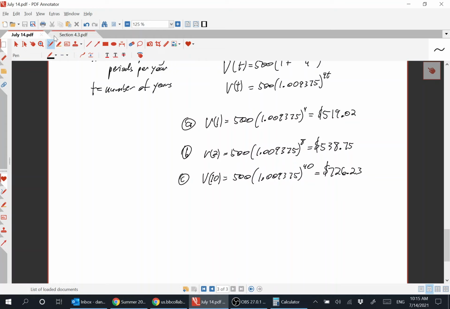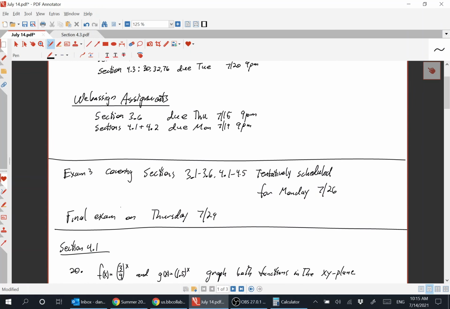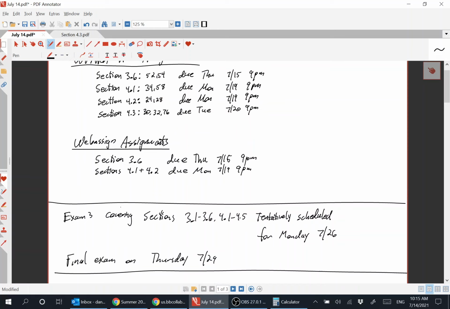Other places, other types of problems with exponential expressions. Let's go on to section 4.2. In section 4.2, we talk about exponential functions with the base e. So e was that special number called Euler's constant, which was 2.718 something something. I assigned in this section numbers 24 and 28.